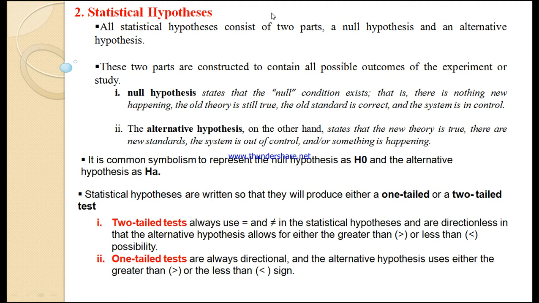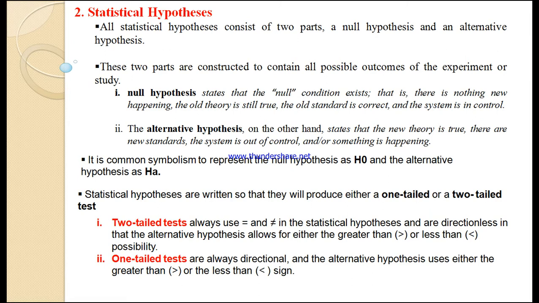Statistical hypotheses consist of two major parts: null hypothesis and alternative hypothesis. These two major parts of hypothesis are constructed to contain all possible outcomes of the experiment or study. The null hypothesis states that the null condition exists, that is, there is nothing new happening, the old theory is still true, the old standard is correct, and the system is in control.